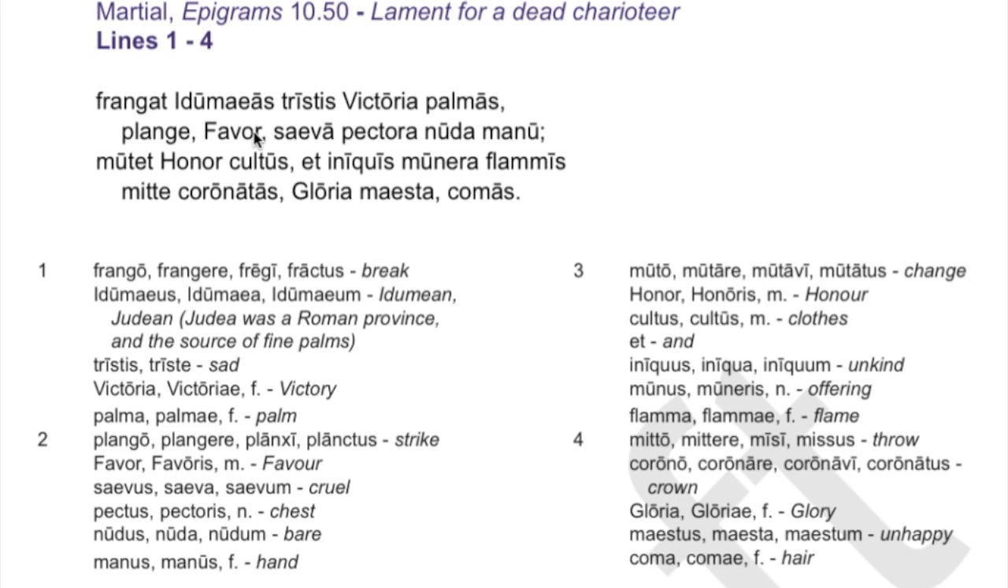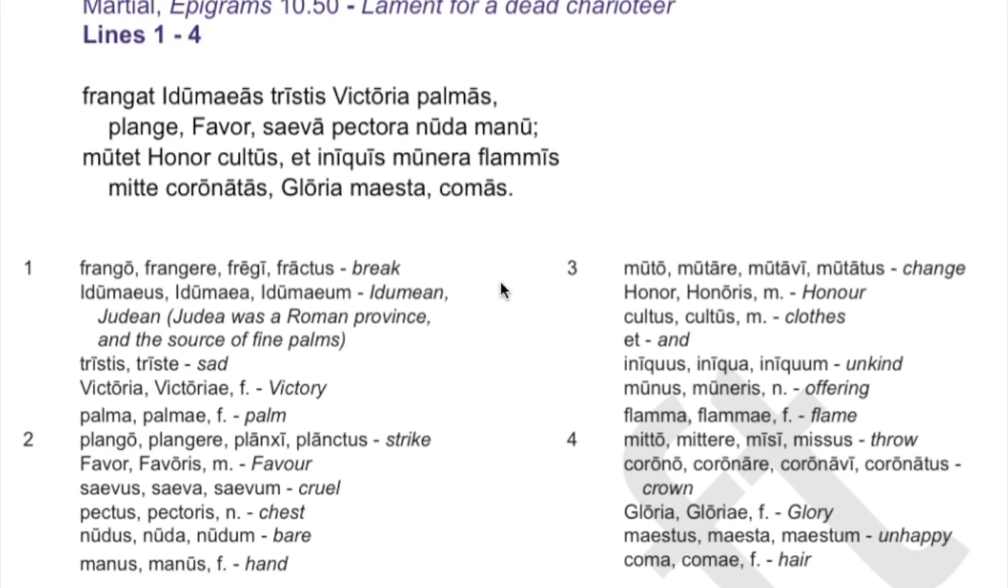Then we go on to lines 3 and 4. Okay, and we saw there's a similar pattern in lines 3 and 4 from lines 1 and 2. So here we have let honour change. That's muto, to change, like mutation in biology. Commute, where you change your place from home to work. Anyway, so let honour change its clothes, i.e. put on mourning clothes, M-O-U-R-N, put on clothes of sorrow.